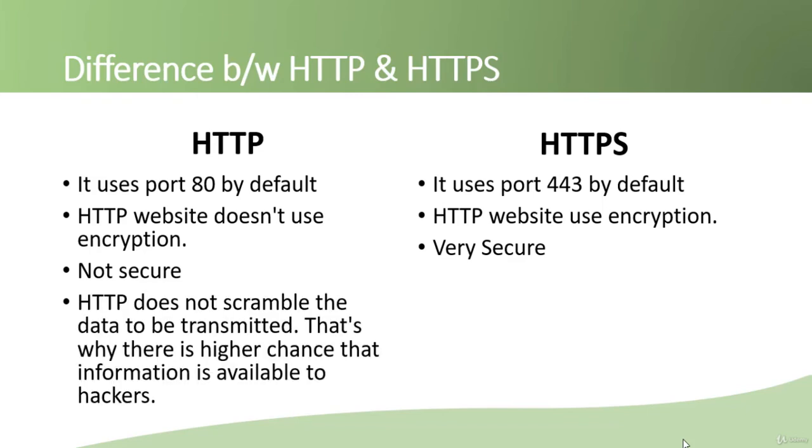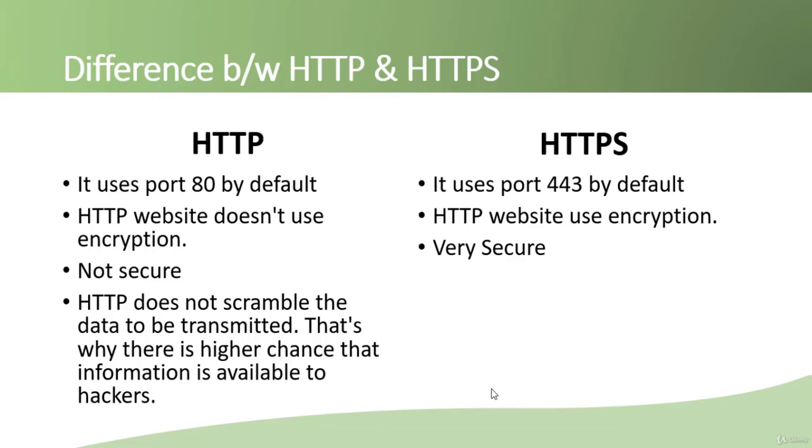At the end, HTTP does not scramble the data to be transmitted. That's why there is a higher chance that information is available to hackers. Scramble means that our data is converted into a different shape. For example, take the example of the password. In HTTP, the password is saved as it is, but in HTTPS, the password is saved in encrypted form. When we transmit our data, the Hypertext Transfer Protocol does not mix up the data and passes it straight away, so there is a higher chance that hackers can hack our data.